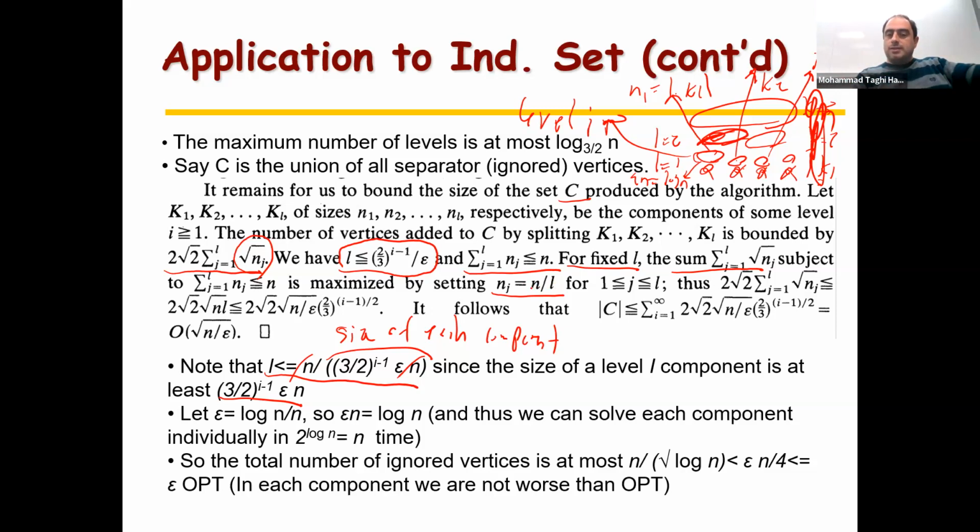Here, n over L would be the size of each. I want to bound this, and I also had the estimate for L. So now I just sum it up. This would be at most, when each of them is of size at most n over L, I have L of these guys, and the size of each of them is n over L.